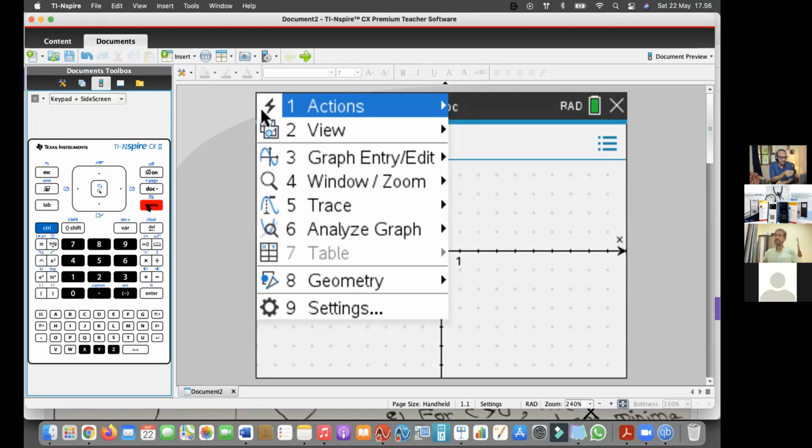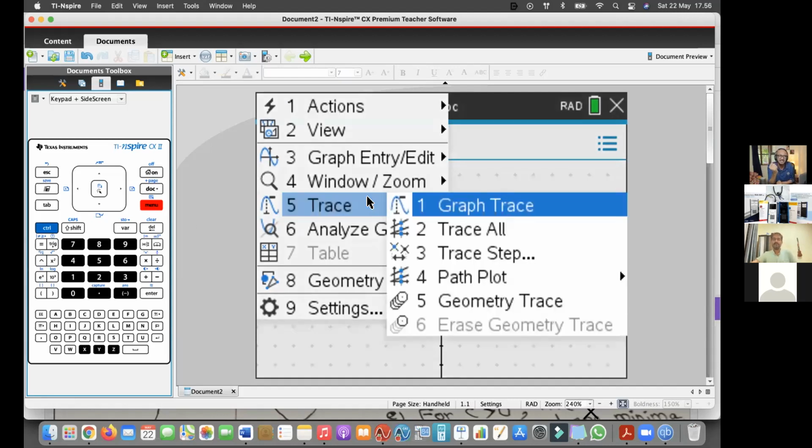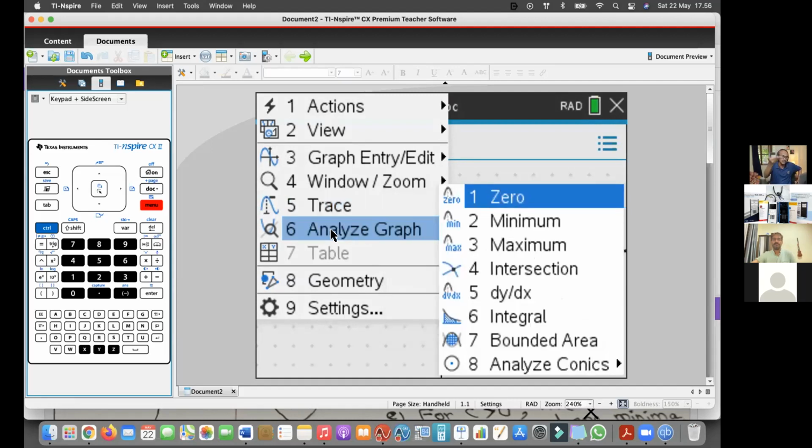Let's say he wants to trace the graph. It's written in words. All I'm saying is that it's written in words, and words are not double meaning, no? It's just that one word, right? If you want to go to analyze graph, you can just scroll down and go to analyze graph. To find the minimum, there's an option there. There's an option to find the maximum. These are menus driven by words.